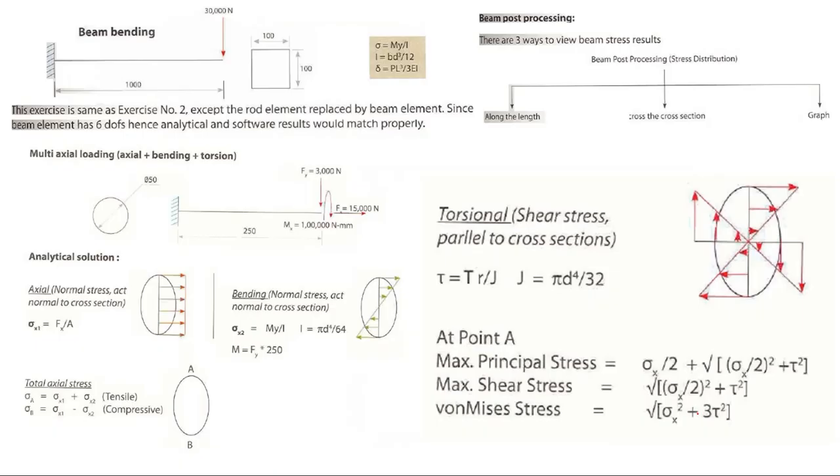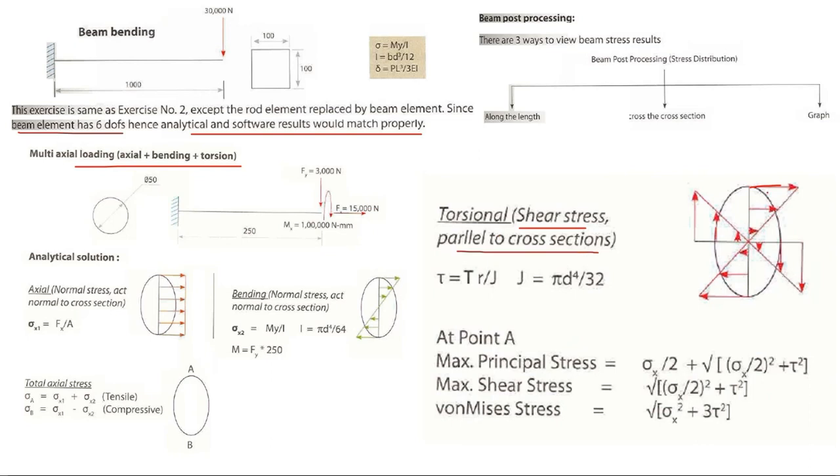This is the displacement. So, beam bending: this exercise is the same as exercise 2, except the rod element is replaced by a beam element. Since the beam element has 6 degrees of freedom, the analytical software results will match properly. If I apply the load here, the cross section sees multi-axial loading: axial, bending, torsion. We can see this vertical plus axial plus rotational torsion also we can put. Axial stress produces nominal stress. Bending will produce stresses like this. Torsion will produce torsional stresses like this.